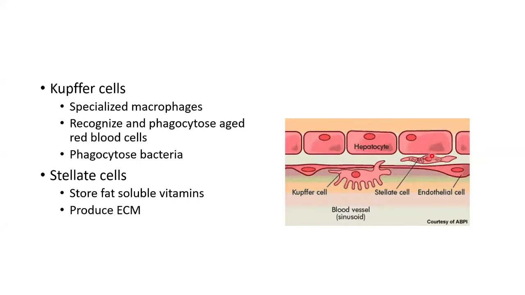And these are the stellate cells. They have many fat droplets, and they store fat soluble vitamins like vitamin A, D, E, and K. They store them in these cells, and when there is damage to the hepatocytes, these stellate cells start forming extracellular matrix and fibrous tissue to replace them. Right?